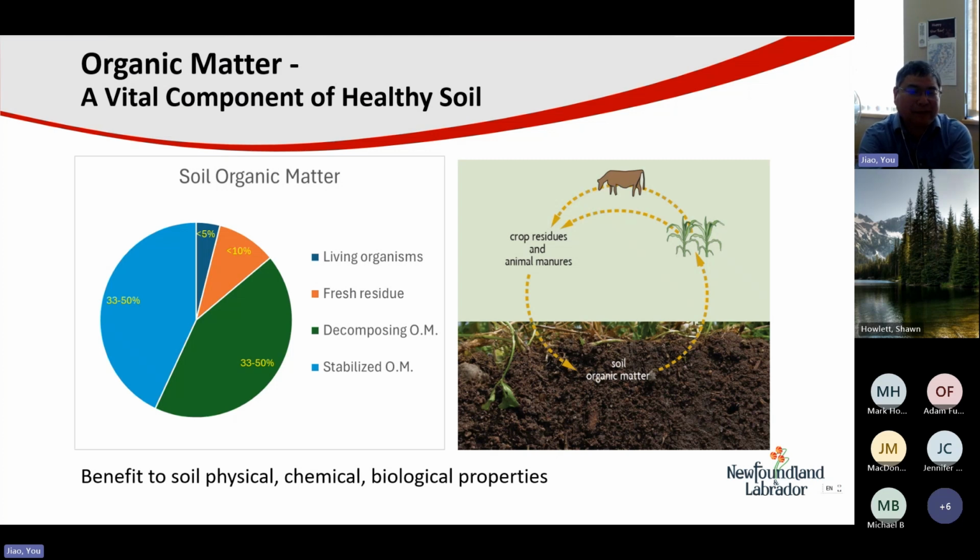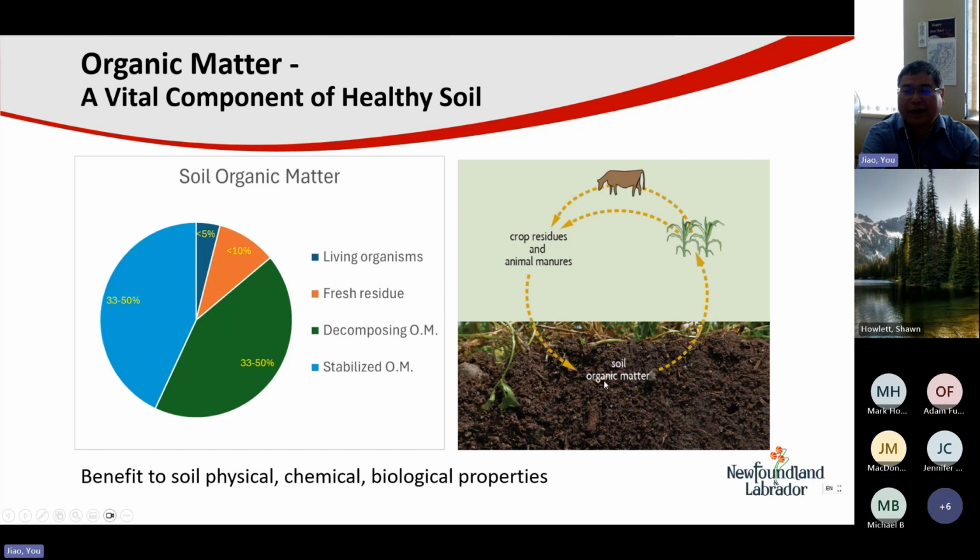And soil organic matter is another major parameter, a vital component of healthy soil. If we break down the soil organic matter, it's composed of living organisms, which occupy less than 5% by volume, fresh residues around 10%, the decomposing organic matter, and the stabilized organic matter, each occupying around 35%. That's most of the component of the organic matter.